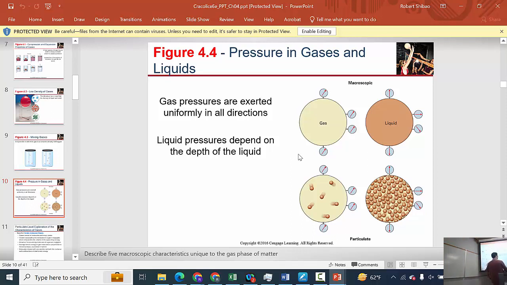Gases, since they're moving in all random directions, are going to apply equal pressure on the top, the bottom, and the sides. Whereas liquids will go to the bottom of the container, and so liquids will be heaviest at the bottom and lighter near the top. You can feel the pressure. Say you're in a swimming pool and you go 3 feet deep versus 9 feet deep. If you go 9 feet deep, can you feel the pressure of all that water? It's going to weigh a lot more.